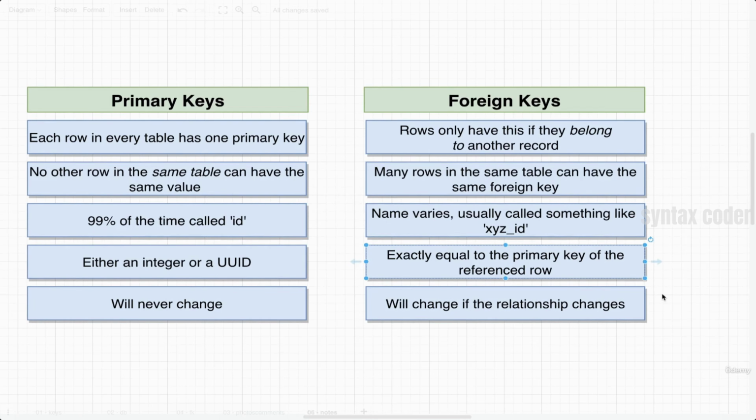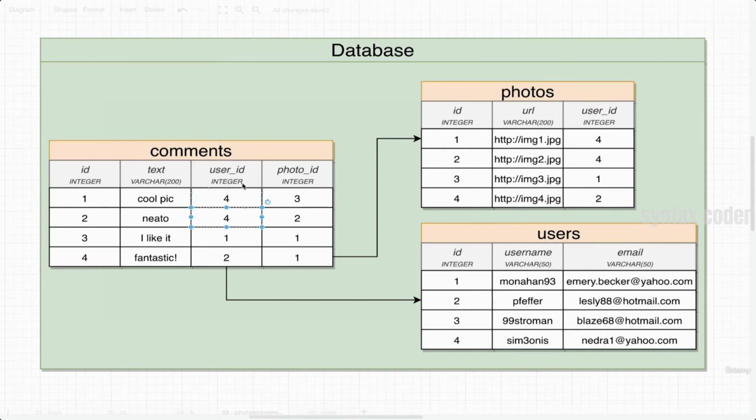Now, it's always going to be a value that is exactly equal to the primary key of the row that we are trying to reference. So in other words, on this comment right here, the comment with ID 2, it was created by user with ID 4. That value right there is always 100% equal to whatever the ID is of this row right here.